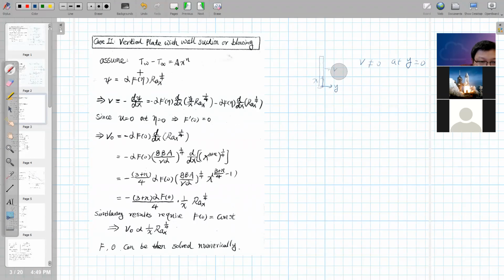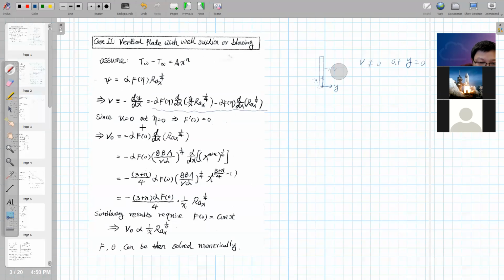So to do that, we're still using this power law for the temperature, because this is the general case, including other cases, and we still use the same similarity function phi for the stream function. You can calculate the v velocity equal to minus d phi over dx, which will be equal to this equation here.